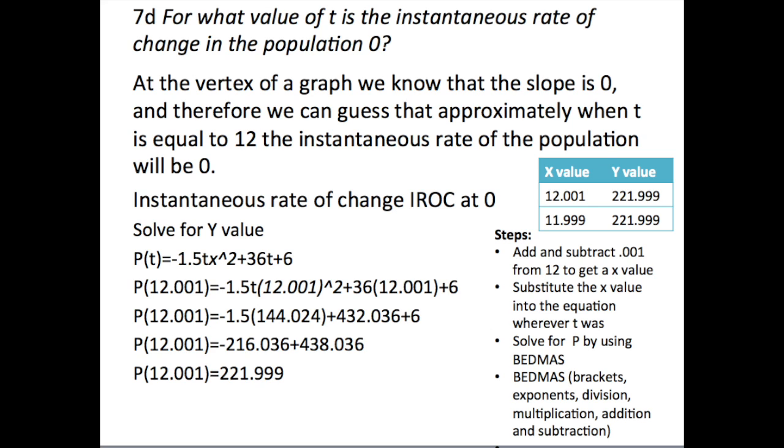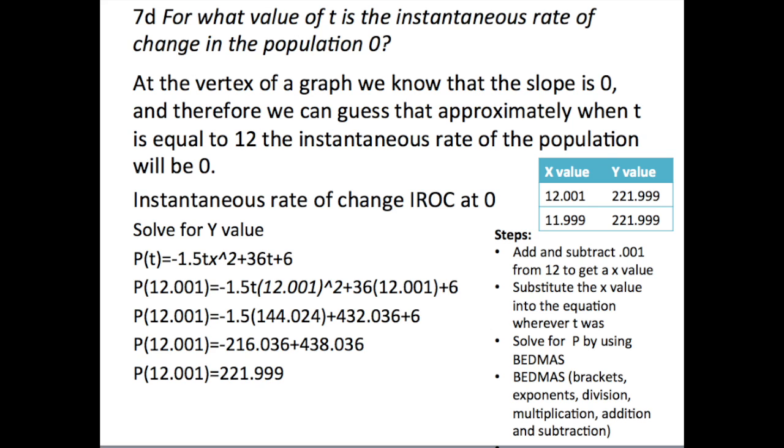Instantaneous rate of change is at one specific moment. In this case, it is 12. But you still need two points to solve for it mathematically. So for instantaneous rate of change, you add 0.001 and subtract 0.001 from 12.